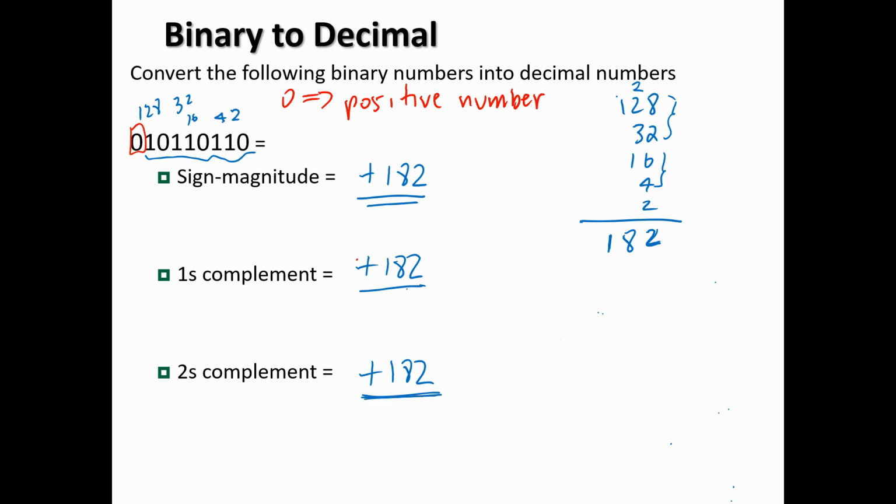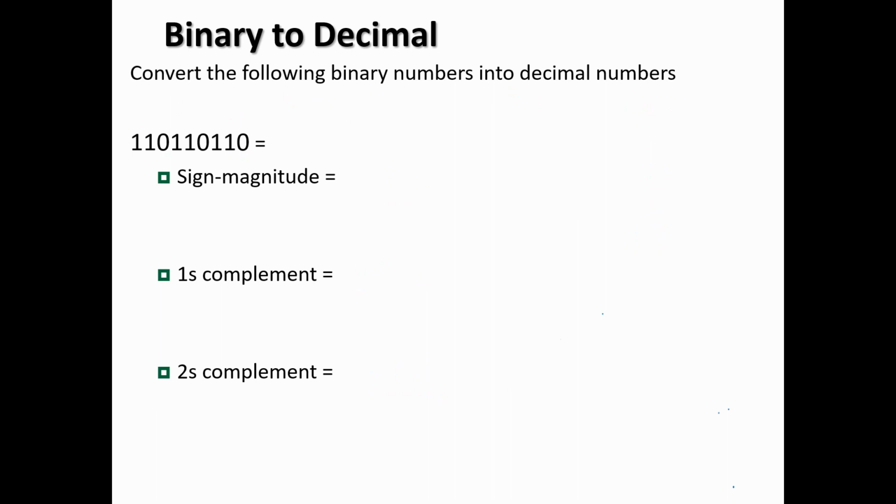First thing to check, the first bit, if it's positive, it's the same for the three representations. We don't have to do anything to it. What about this other one? So first bit, 1. Okay, and then let's just do the whole thing.